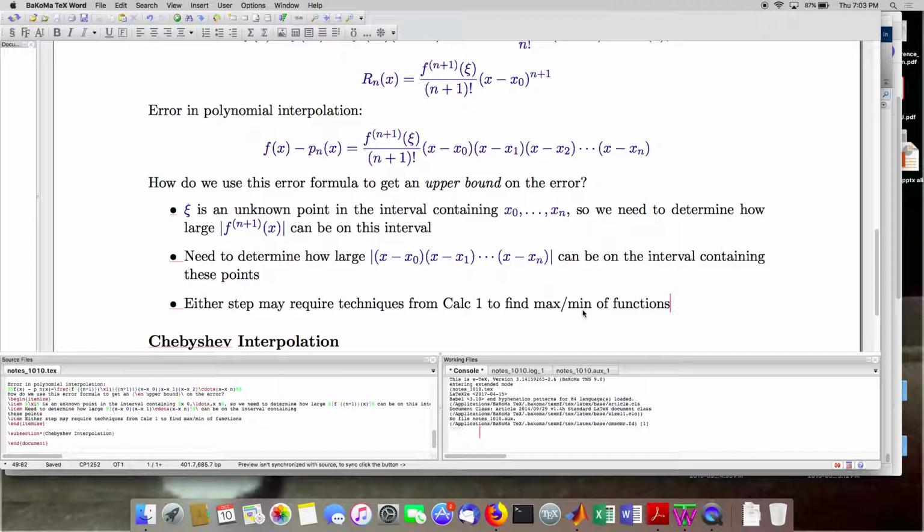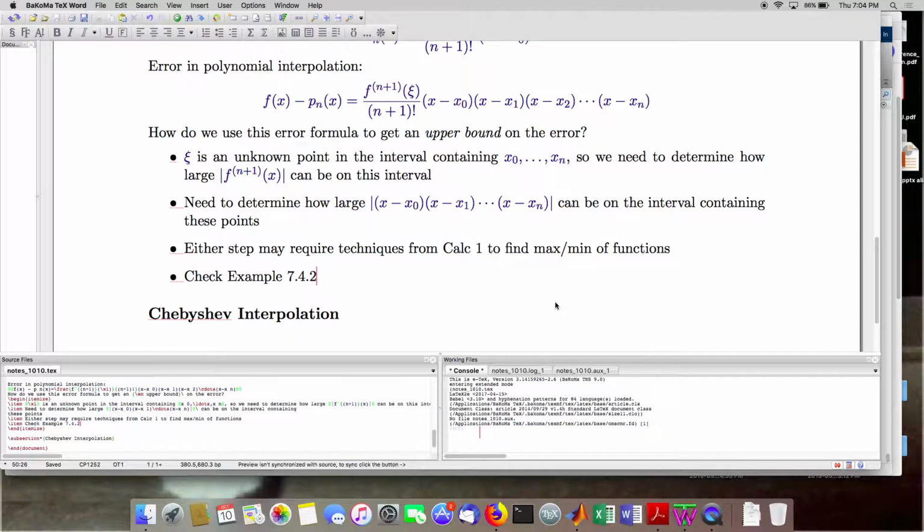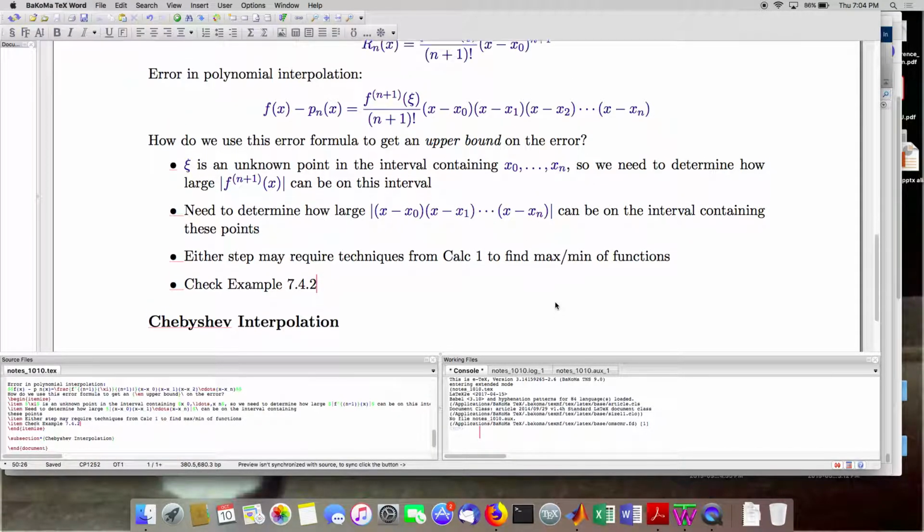So there will be a problem involving this on the midterm. On the practice one, I will put out a solution. Also, I will refer you to one of the examples in the text, 7.4.2, where I actually do carry this out, coming up with a bound on the error. But there will be more examples forthcoming.